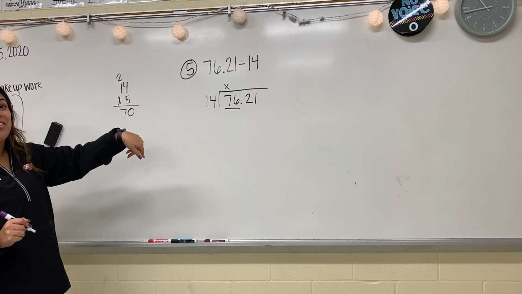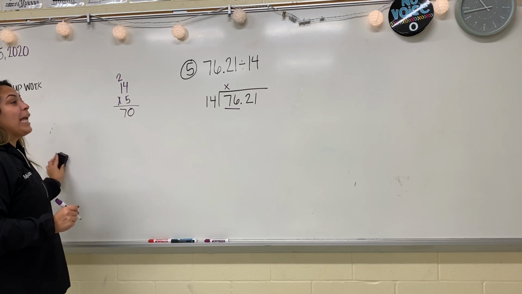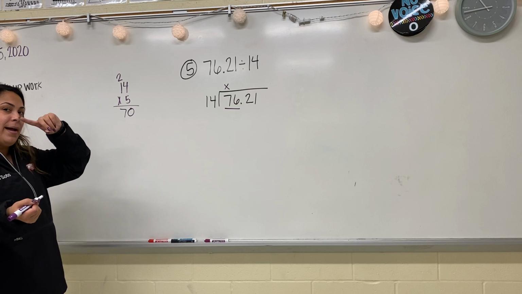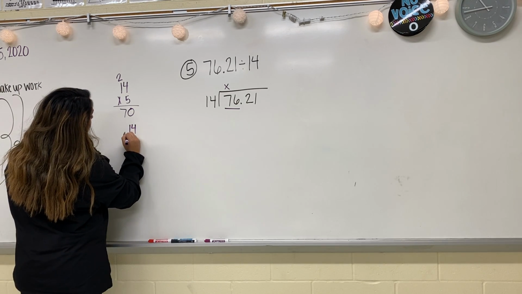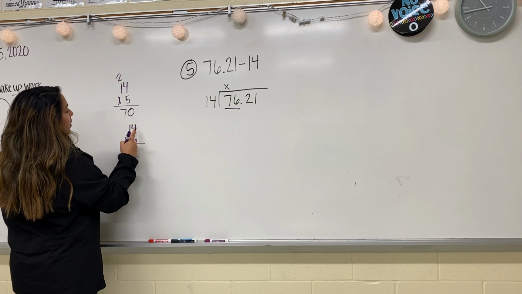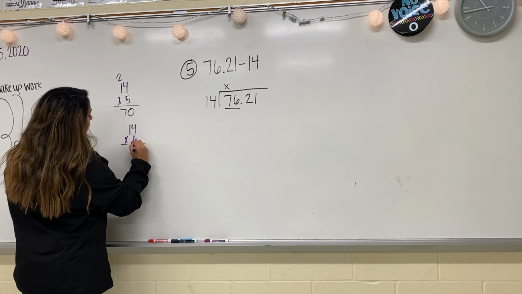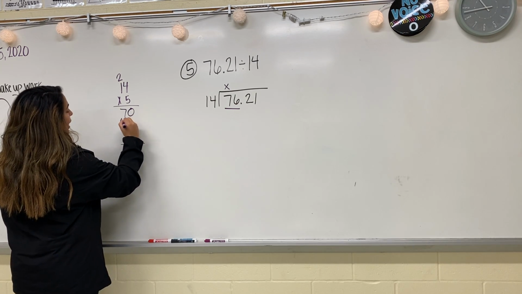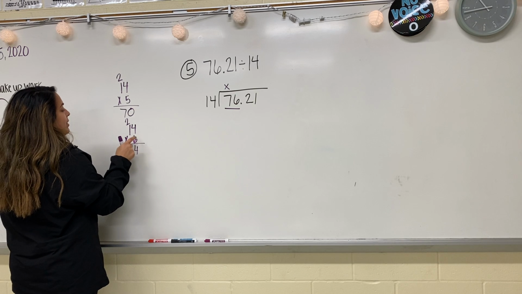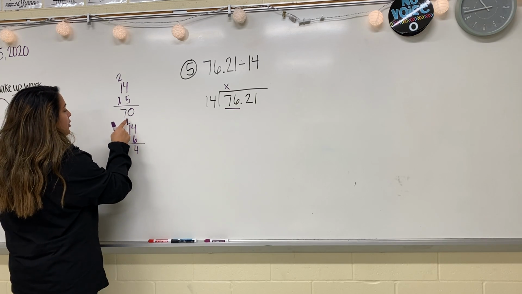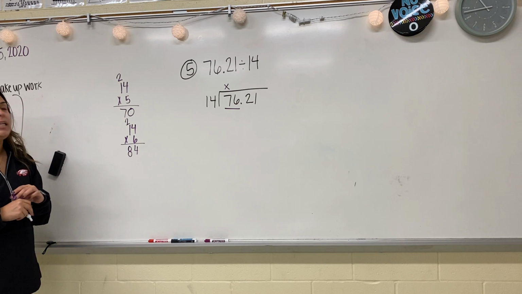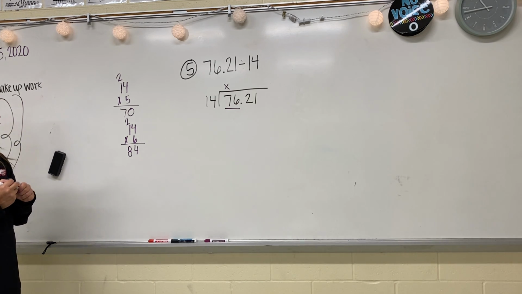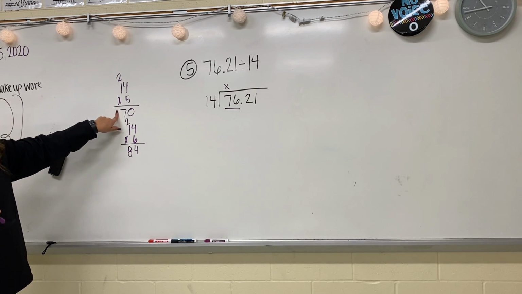That's pretty close to 76. But I want to know if I can get closer to it. So I'm going to go up 1 more, and I'm going to do 14 times 6. 4 times 6 is 24. Put my 4, carry my 2. 1 times 6 is 6. 6 plus 2 is 8. Yeah, 84 won't work. So the one we're going to use is 70.